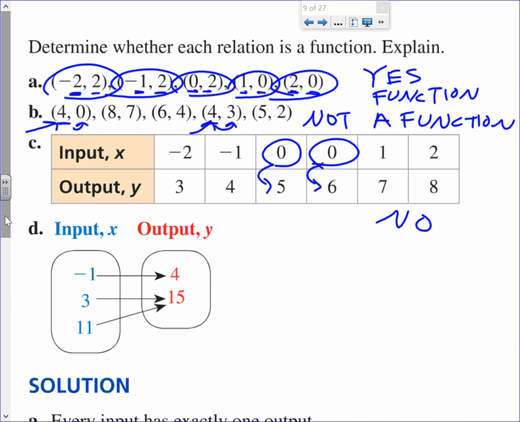And last but not least, look at D. The input of -1 has only one output. But notice 3 and 11. They have the same output, but it's still a function. So this would be a yes. Because even though 3 and 11 actually have the same output, every single input has exactly one output. So this would be yes. A function. Because every input has exactly one output. It just so happens that 3 and 11 have the same output, but since they have exactly one output, it's a function.